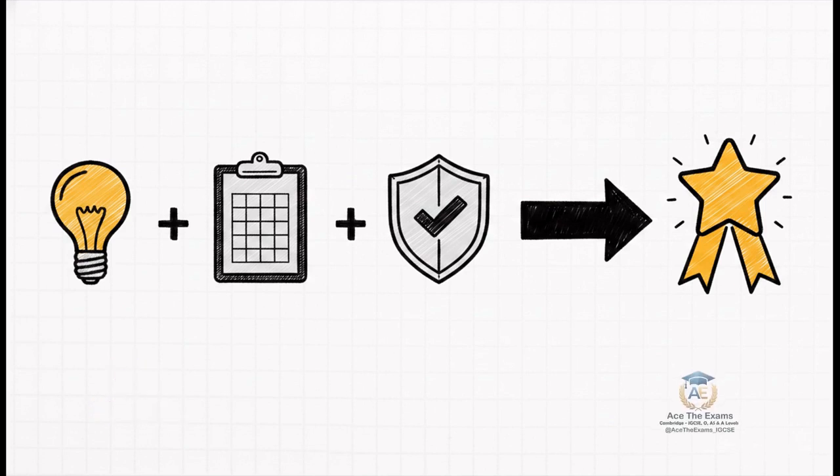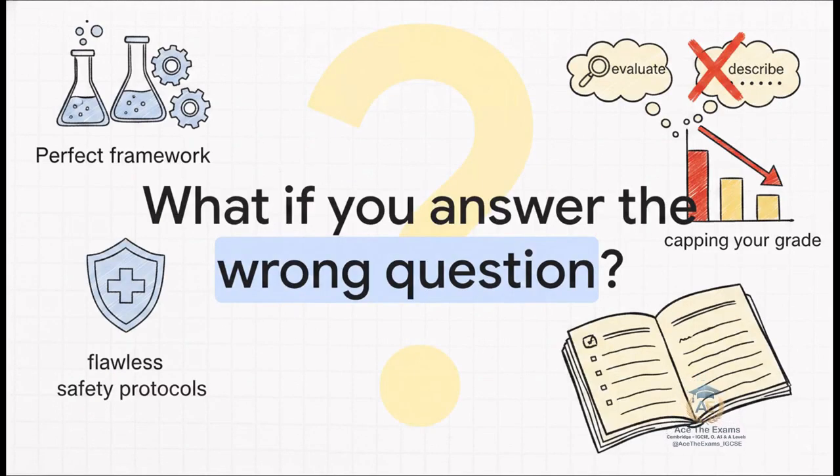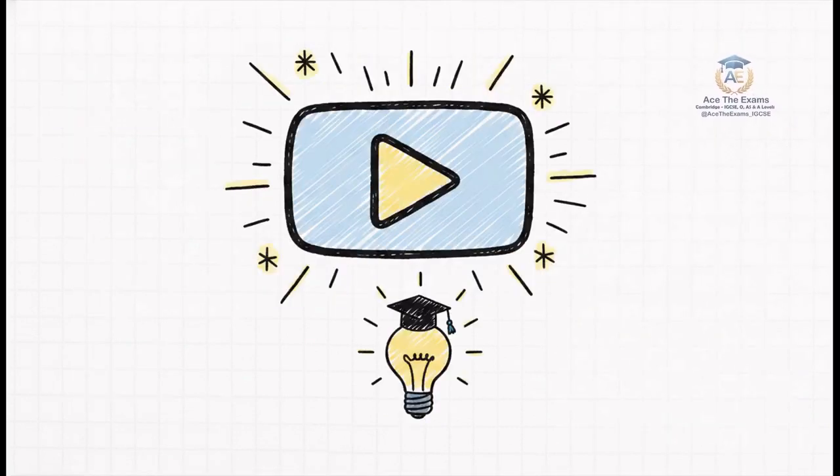It's a game changer. But here is the truly terrifying part. You could have the perfect framework, a flawless data table, perfect safety protocols, but what if you're answering the completely wrong question? What if the exam tells you to evaluate something, but your answer only describes it? Misinterpreting those command words will instantly cap your grade, and it won't matter how good your underlying physics is. You literally cannot afford to let command words ruin your perfect framework. Understanding the absolute difference between explain, describe, and evaluate is the absolute mandatory next step to securing your A grade.